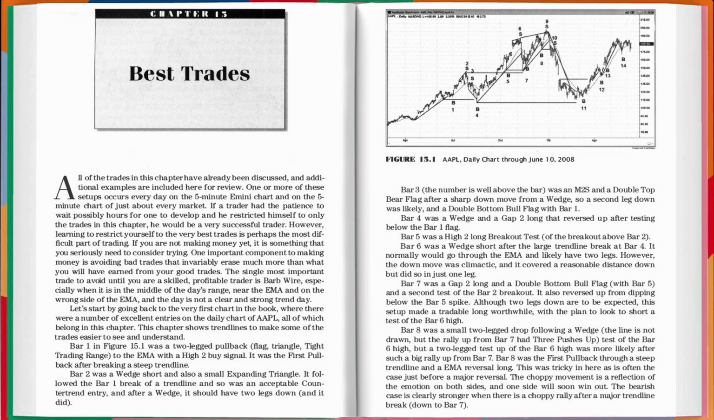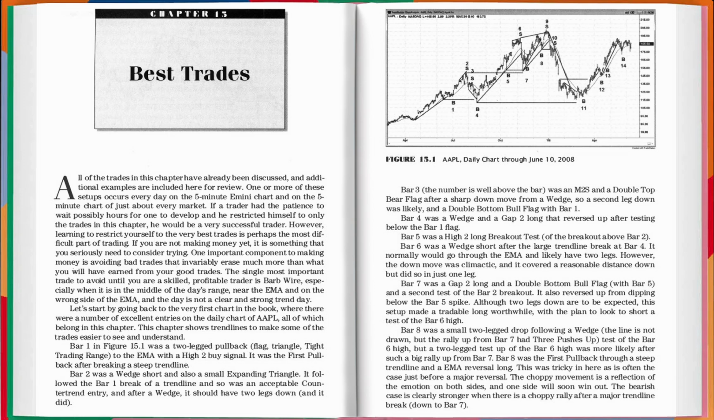Let's start by going back to the very first chart in the book, where there were a number of excellent entries on the daily chart of Opal, all of which belong in this chapter. This chapter shows trend lines to make some of the trades easier to see and understand. Bar 1 in figure 15.1 was a two-legged pullback, flag, triangle, tight trading range to the EMA with a high 2 buy signal. It was the first pullback after breaking a steep trend line.